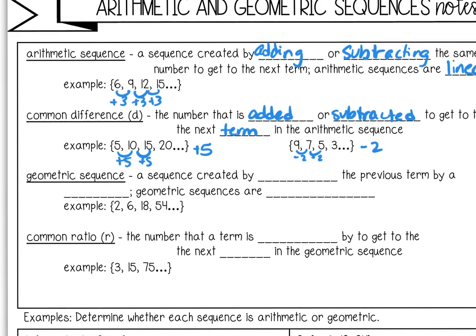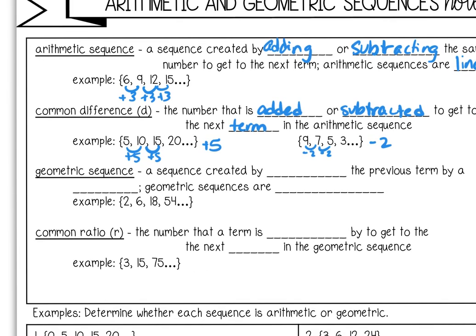The geometric sequence is a sequence created by multiplying the previous term by a number. And geometric sequences are exponential. All right, so for example here, we're multiplying by 3 each time.